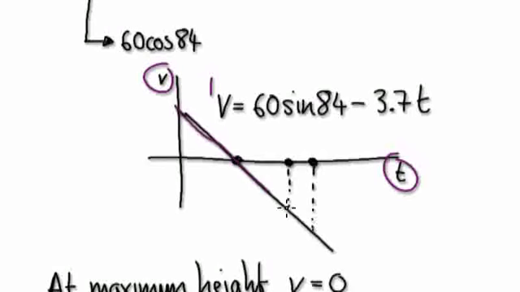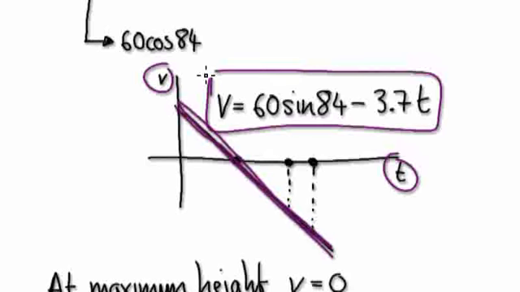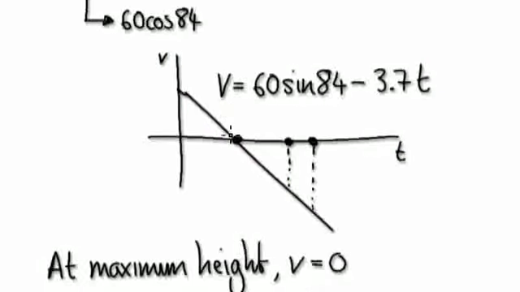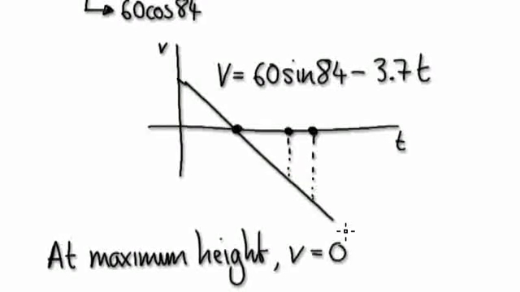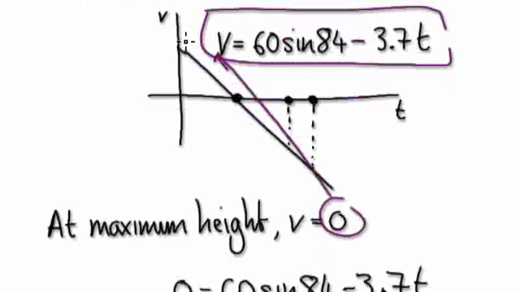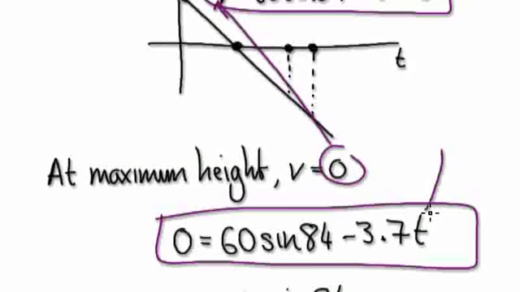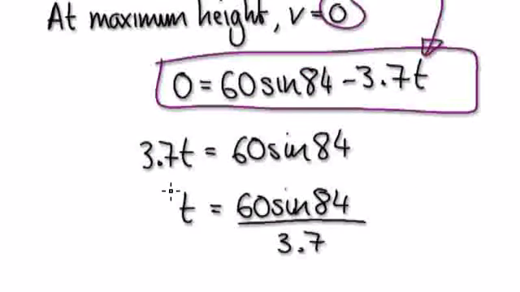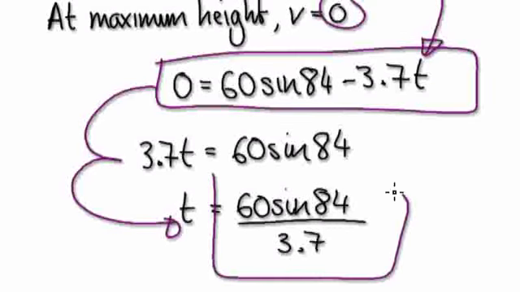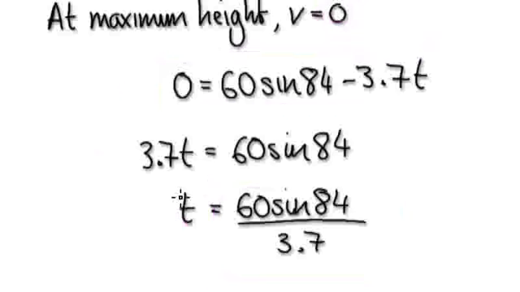The equation for this line here is this. So at the maximum height, the velocity would be 0. So put the 0 into this v here. So this equation here becomes this. And then work backwards to find out the time it takes to get to the maximum height. So this is the time it takes to get to the maximum height.